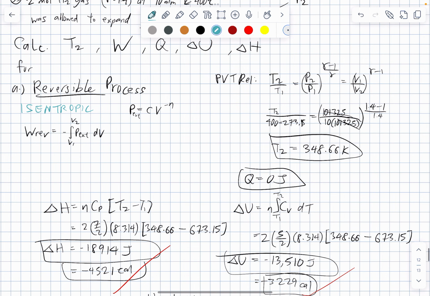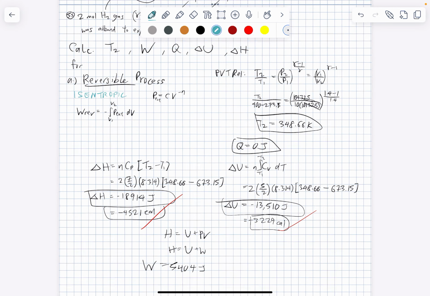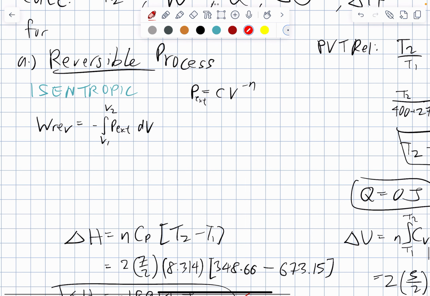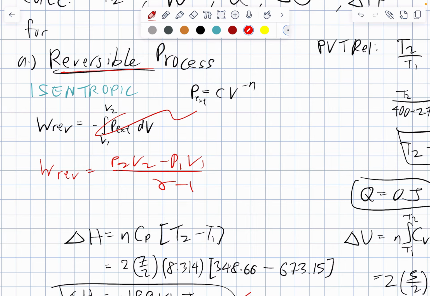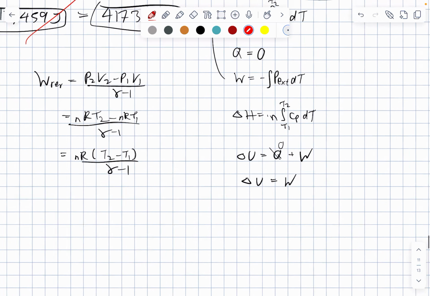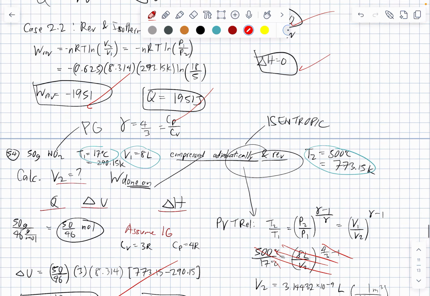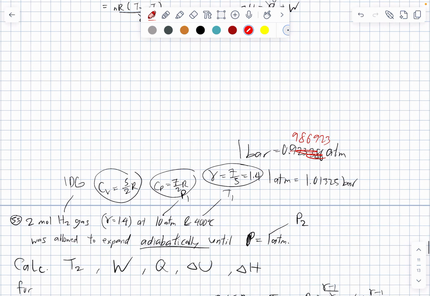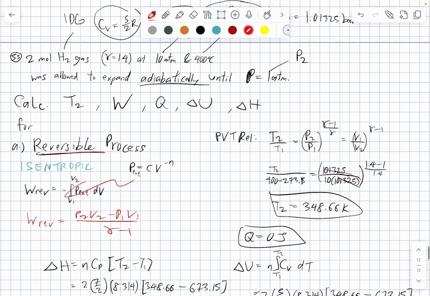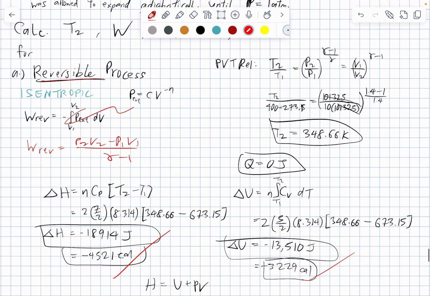That's the reason why I'm very stuck in this problem. I did not realize that this is reversible, no? So for reversible, you don't use P external. You use P2 V2 minus P1 V1 over gamma minus 1. I already wrote that earlier, this one. But it wasn't used in this example 54. Now that I needed it, I did not realize the need for it.